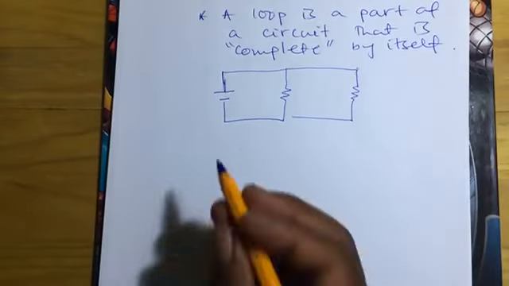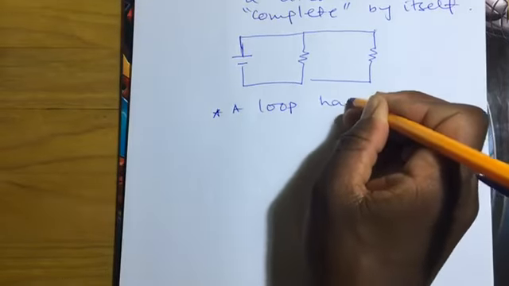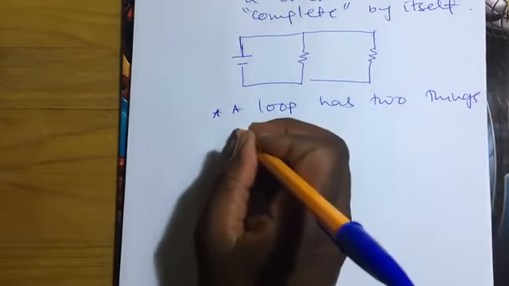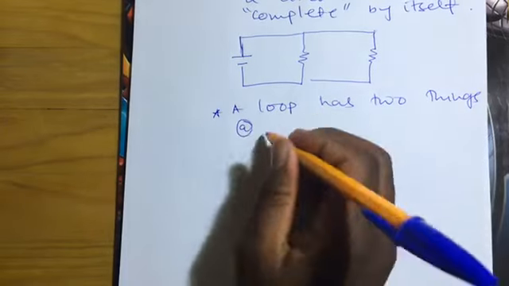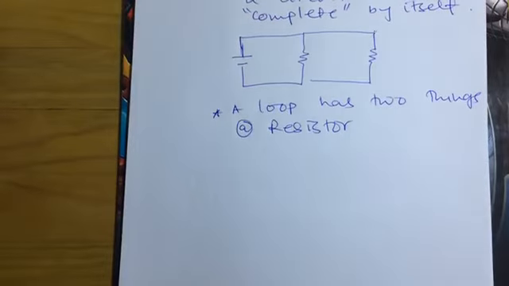Now, a loop has two things. A loop is going to have a resistor. A resistor is anything that uses up some electricity.